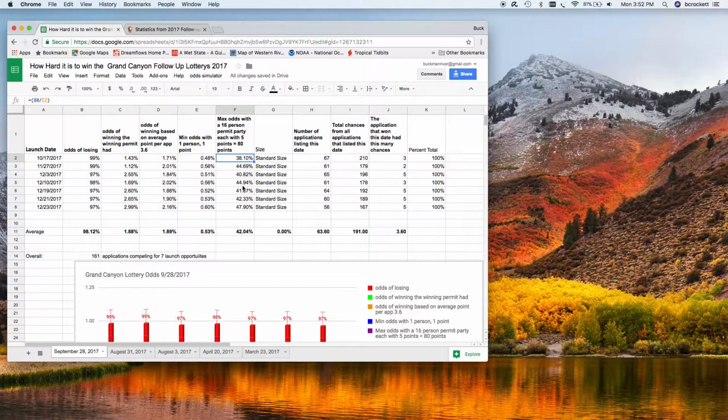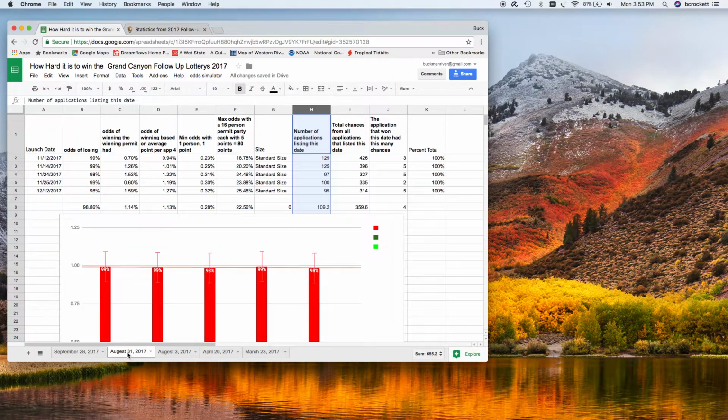And then let's say these are all standard size dates, so let's look at your max odds if you're applying with a permit party of 16 people with all 5 points. That's 16 times 5 equals 80 points. And so then we just do 80 divided by the total chances, and then we convert those to percentage. So the average there is 42%. So actually odds of almost 50% for the December date if you have the full-size permit party. So that looks pretty good.